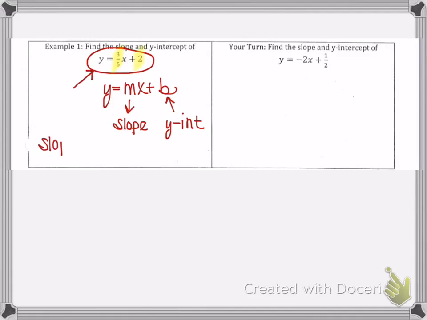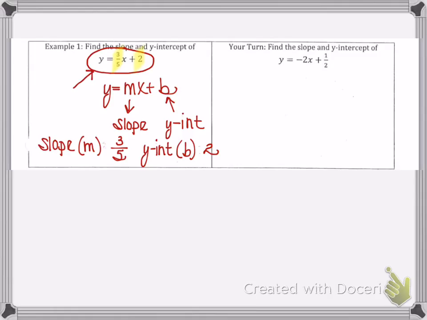Slope, which is abbreviated as lowercase m, is 3 over 5. Some people might be tempted to give that to me in a decimal form, but for slope, it's really helpful to be in fraction form. The y-intercept, which is abbreviated as a lowercase b, is 2 for this equation, and that's just because it is the constant that is being added to our x term.